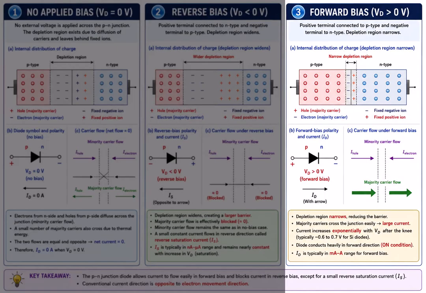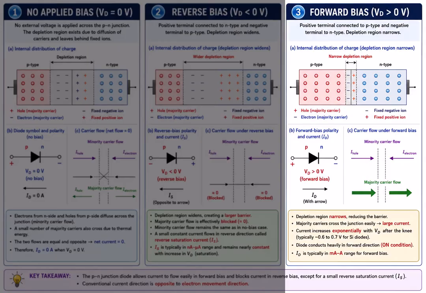Now let us move to the forward bias diode. In forward bias, the positive terminal of the external supply is connected to the p-type side, and the negative terminal is connected to the n-type side. Therefore, the diode voltage Vd is positive.